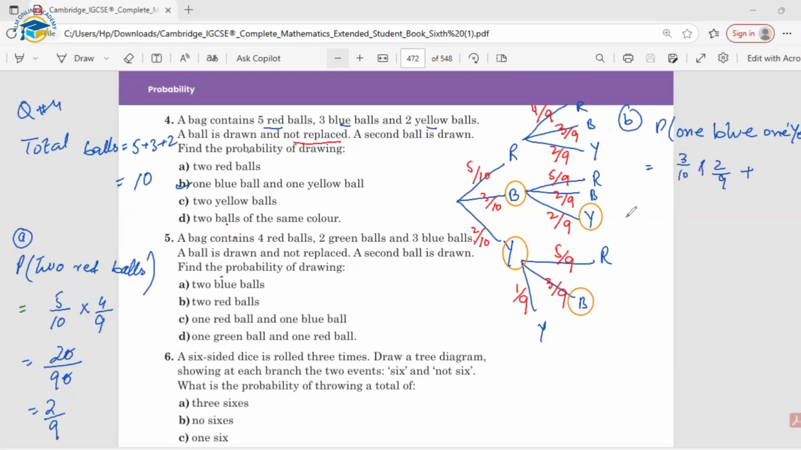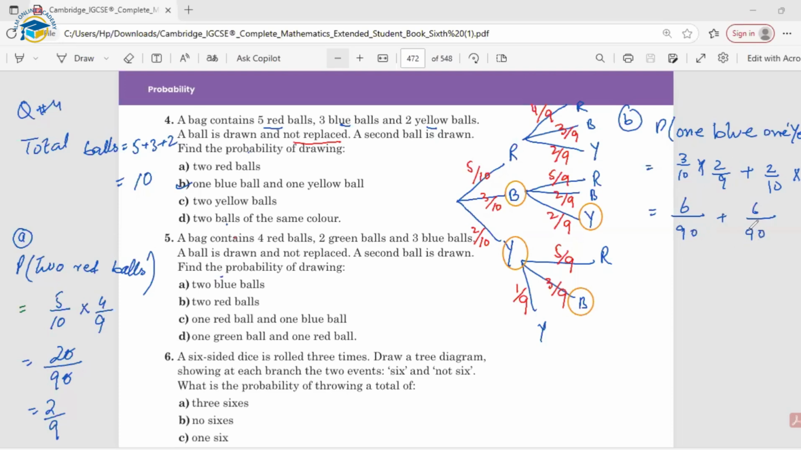As I told you, within one branch you will multiply, and with a different branch you need to add. So that's why for the second possibility that I'm getting, I need to add it over here, okay? Yellow ball 2 over 10 and the blue 3 over 9. Now you can check why I was saying that there was no need to simplify. So 3 2 times is 6, 10 9 times 90.